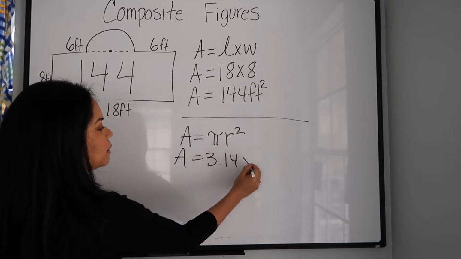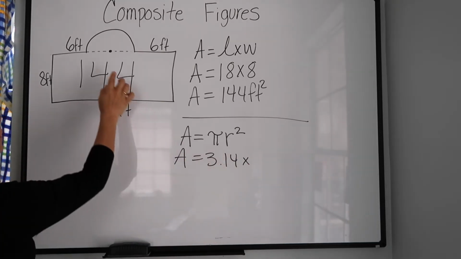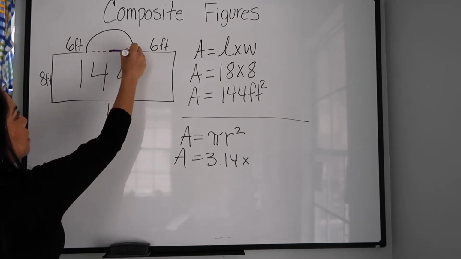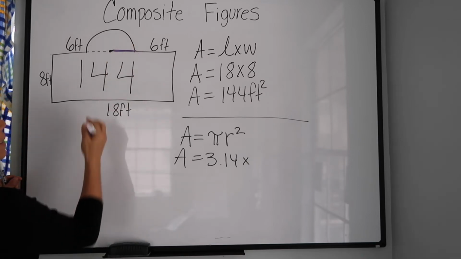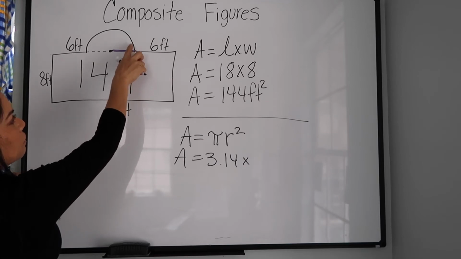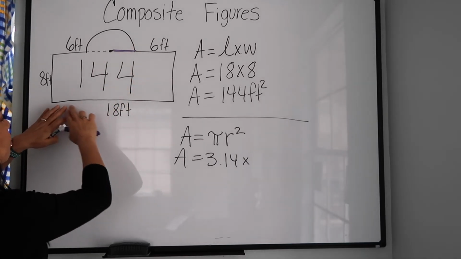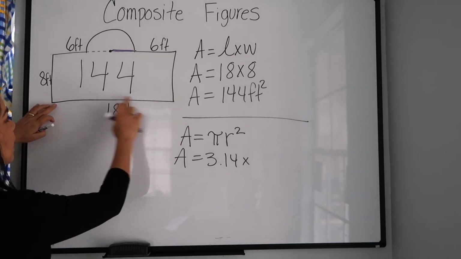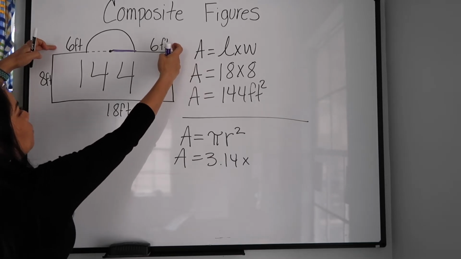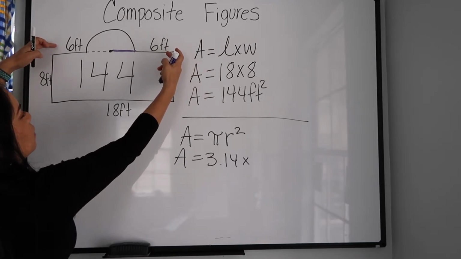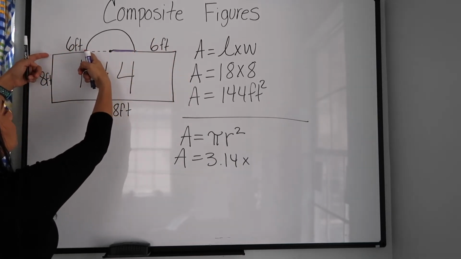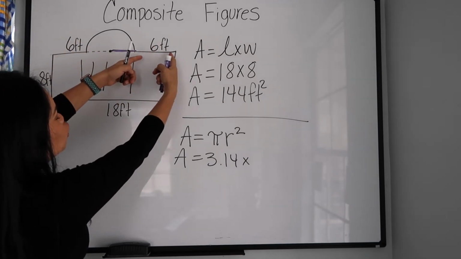We're gonna use 3.14 for the pi times the radius, which is half of the diameter. So the radius is this line segment right here, the distance from the center to one of the ends of the circle. If we look closely, we are given this side length to be 18, meaning this side must also be 18. What else can we find out? Well, we know that this side is 6, and this side is also 6. 6 plus 6 is 12.